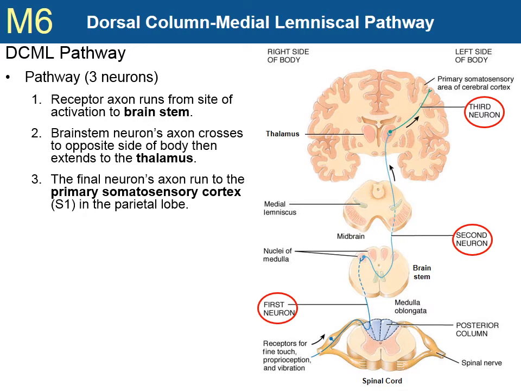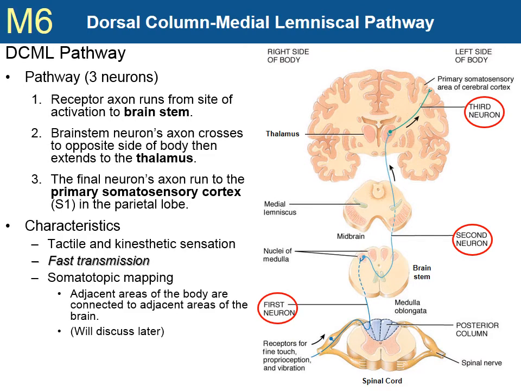There are synapses on another neuron. That brainstem neuron, its axon extends to the opposite side of the body and then to the thalamus. Finally, the thalamic neuron runs to the primary somatosensory cortex in the parietal lobe.